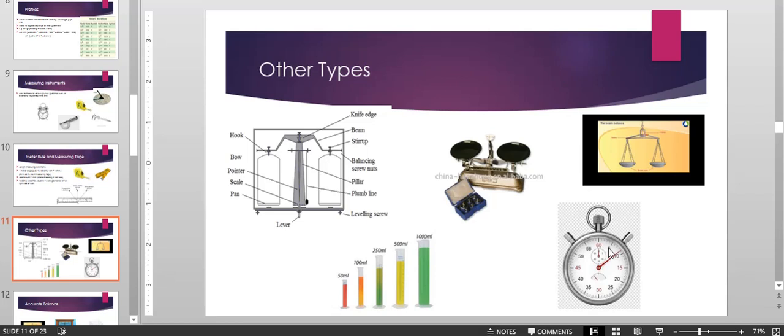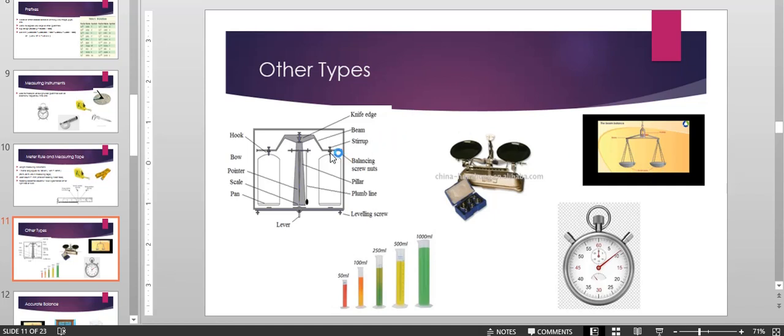Other type of instruments are stopwatch. Its least count is 1 centimeter. Measuring cylinder is one of the instruments used to check the volume of liquid substances. A beam balance is used to check the weight of an unknown object. In this, we place a known weighted object on one pan and an unknown weighted object on the other pan, and we compare the weight of both the objects in order to find the unknown weight of an object.